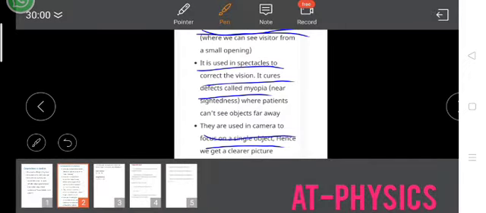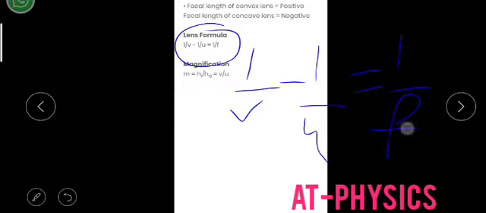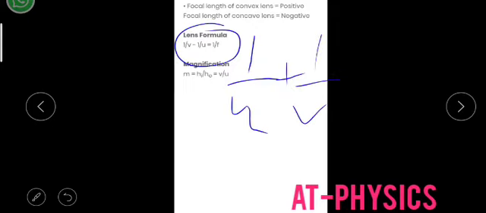Clear? So the next one is the lens formula. So the lens formula and the mirror formula. This is the lens formula, and remember: 1 upon v minus 1 upon u is equal to 1 upon f. Clear? And that is the lens formula. And what is the mirror formula? The mirror formula is 1 upon u plus 1 upon v. In the mirror formula all terms are positive, but in the case of the lens formula, 1 upon v minus 1 upon u is equal to 1 upon f.